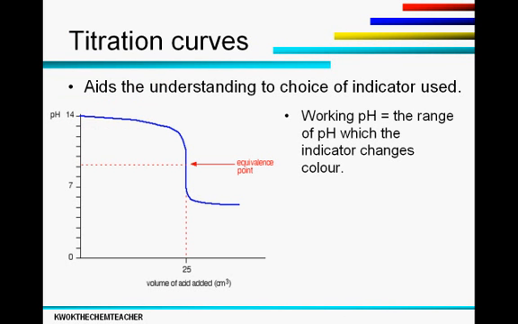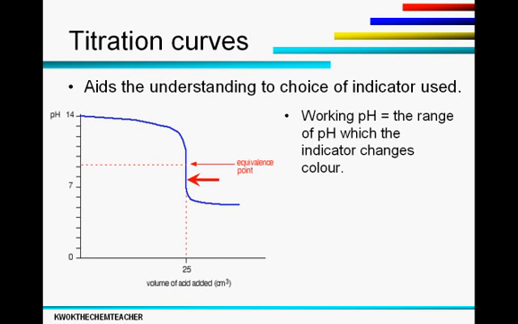In order for us to understand how we make the choice of indicator to use, it is important that first we understand a little bit more about titration curves. Titration curves aid the understanding of the choice of the indicator used. First and foremost, a gentle reminder: the working pH of the indicator is the same as the range of the pH over which the indicator changes color.